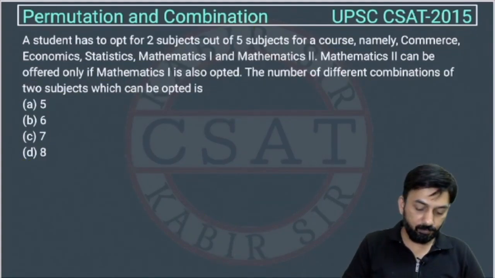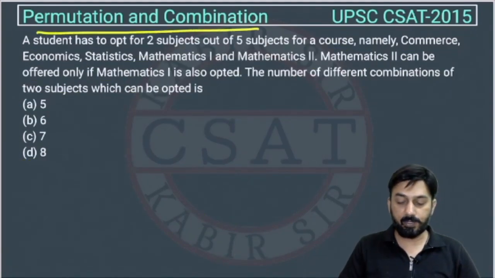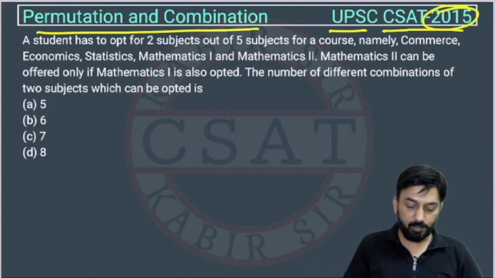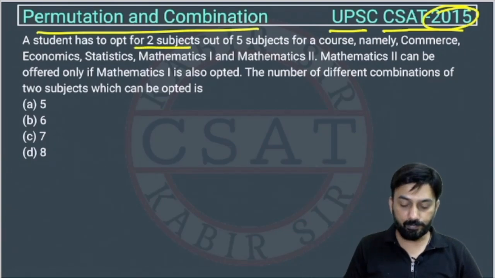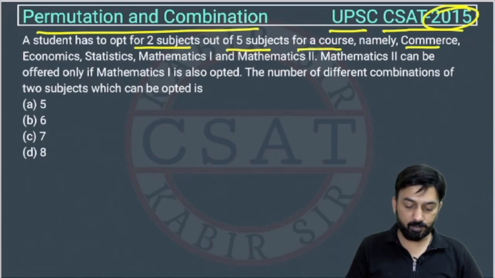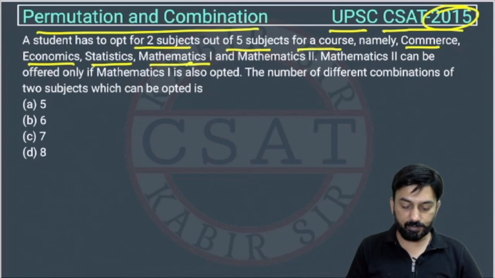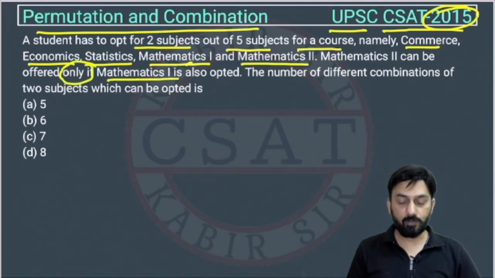So this is a problem from the Permutation and Combination chapter asked by UPSC in CSAT paper of 2015. A student has to opt for 2 subjects out of 5 subjects for a course, namely commerce, economics, statistics, mathematics 1 and mathematics 2. Mathematics 2 can be offered only if mathematics 1 is also opted, right?